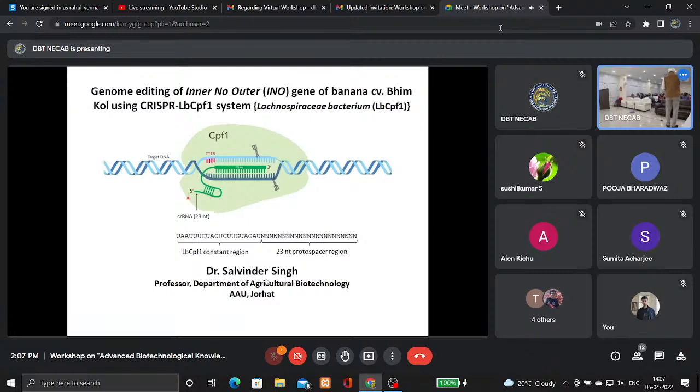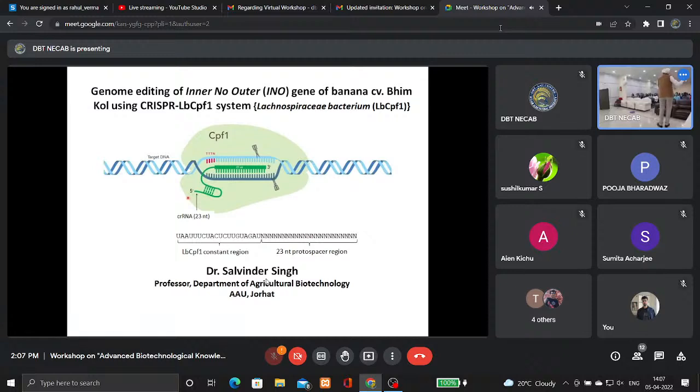Similarly, during evolution, the cells also make some mistakes. There may be some mistakes in the genes or in the genome. Now it is possible that we can very precisely go to those mistakes done by the cell and rectify those mistakes in the genome.